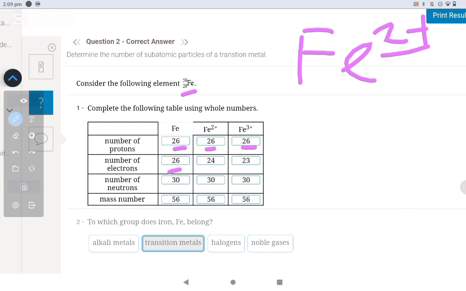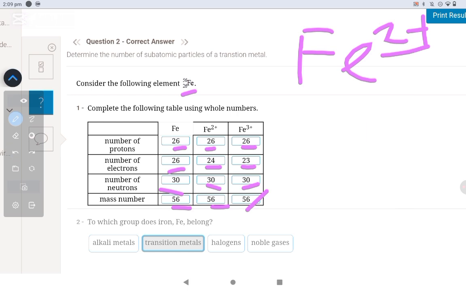Number of electrons, here it's 26 because we have no charge. For Fe2 plus, we are losing 2 electrons, so it's 24. Fe3 plus, we are losing 3 electrons, so it's 23. Number of neutrons is always the same, because it's the mass number minus the number of protons, so 56 minus 26, we get 30. It doesn't change, 30, 30, 30. Mass number doesn't change either, 56, 56, 56. So basically what is inside the nucleus does not change when there is a difference in the charge.